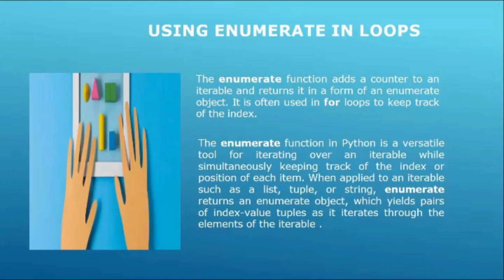The enumerate function in Python is a versatile tool. That is, it's a very good tool for iterating over an iterable while simultaneously keeping track. Whatever we have explained above is the same. That is, it keeps track of each and every element, on what position the first element is placed, on what position the second element is placed. Based on that, it keeps track.